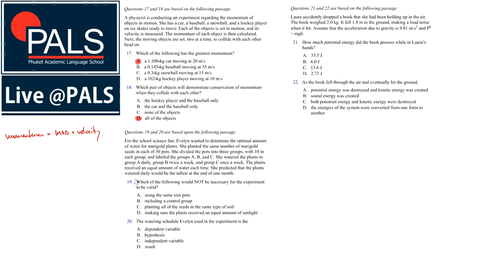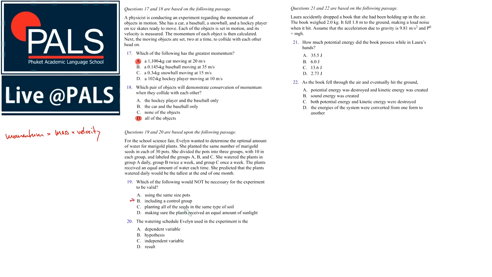She predicted that the plants watered daily would be the tallest at the end of the month. Which of the following would not be necessary for the experiment to be valid? Using the same sized pots, including a control group, planting all of the seeds in the same type of soil, making sure the plants received an equal amount of sunlight. So using the same size pot is probably important so that all plants have the same amount of soil. Including a control group, that is probably the correct answer here.